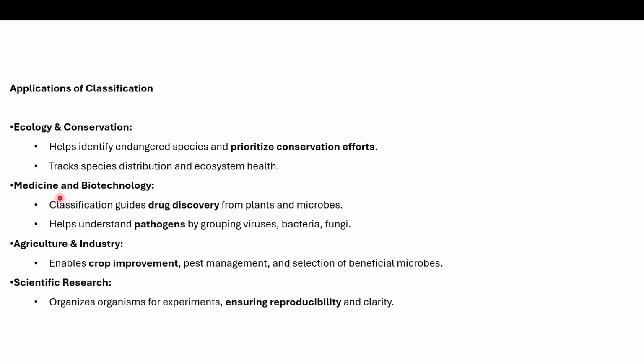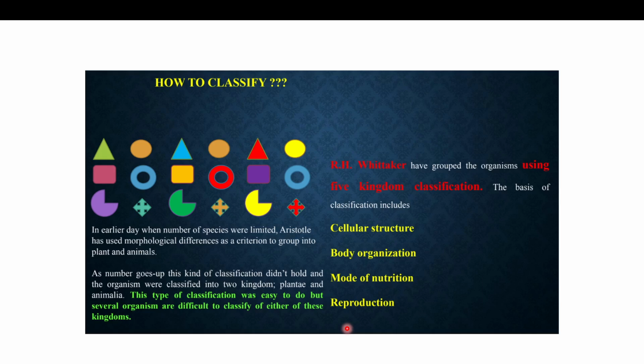Definitely, it has implications in medicine and biotechnology, with classification guided drug discovery from plants and microbes. It helps us to understand pathogens by grouping viruses, bacteria, and fungi. Then agriculture and industry: it enables crop improvement, pest management, and selection of beneficial microbes. And definitely scientific research, which helps organize the different kinds of organisms for experiments, ensuring reproducibility and clarity.